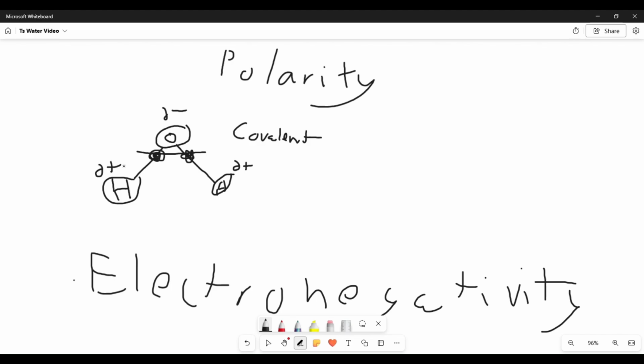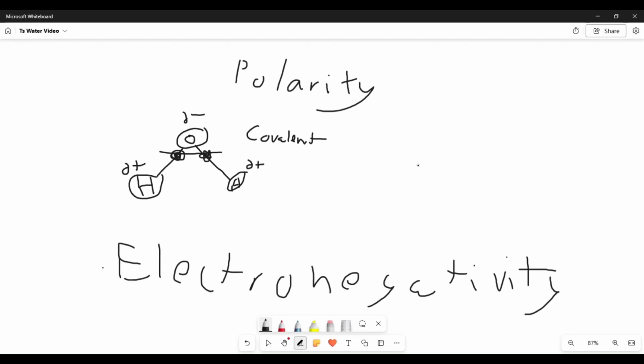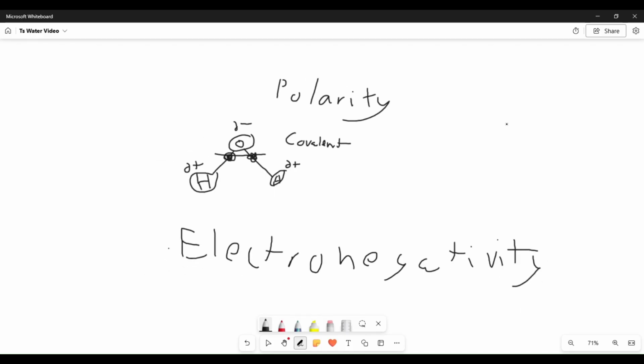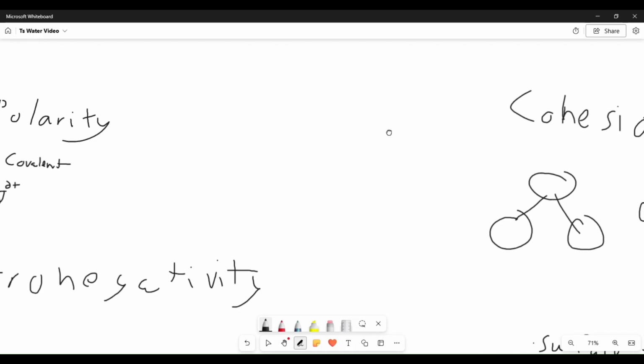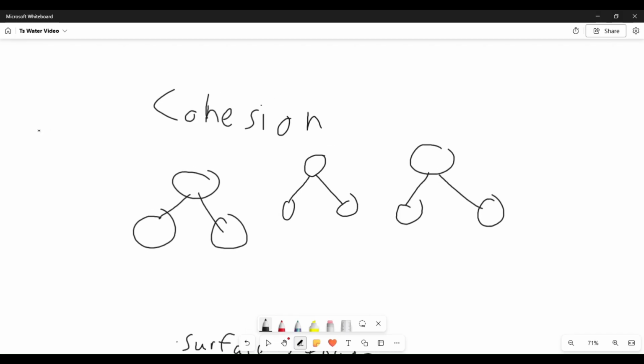So what does this mean? Well, because of this polarity, water has many other properties as well, because it allows for hydrogen bonding. Now, why is that important? Well, let's move on to the cohesion property of water.